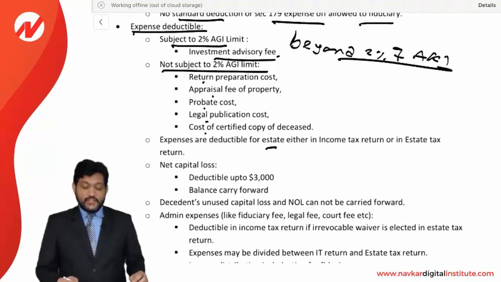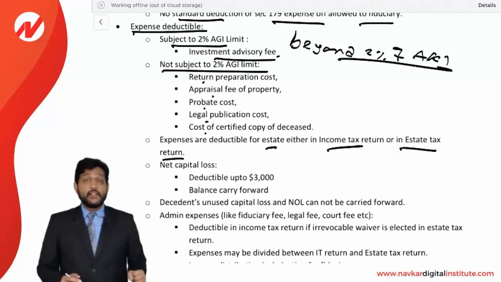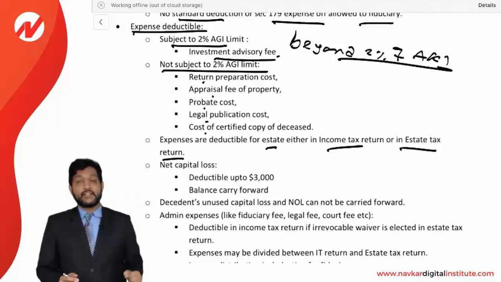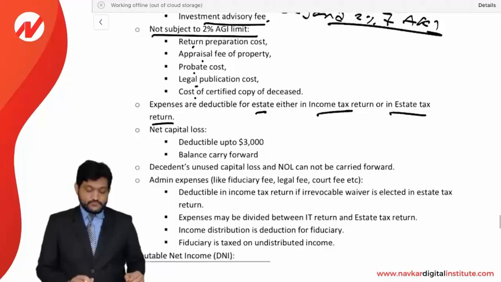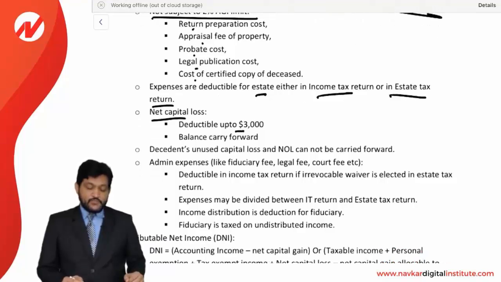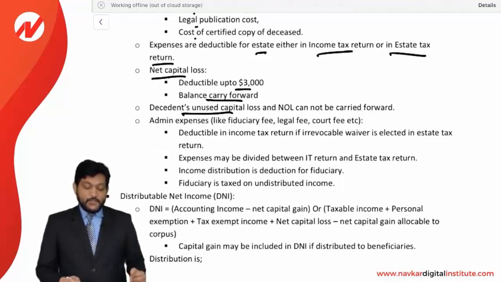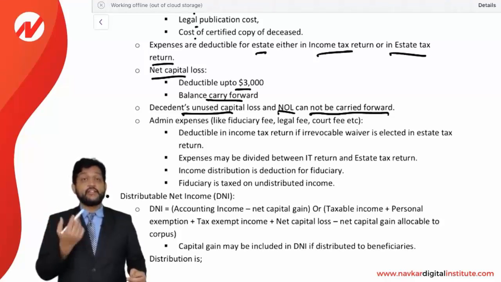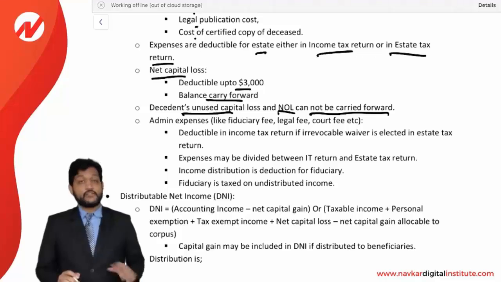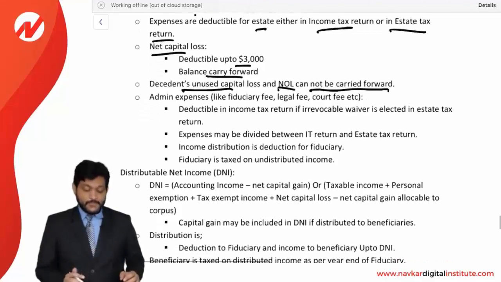Expenses are deductible for the estate either in the income tax return or in the estate tax return. They have the option. We have already seen this at the time of federal estate tax, which we discussed in the individual taxation series. There we discussed that certain expenses may be deducted either in the estate tax return or in the income tax return as per the choice of the taxpayer. Net capital loss is deductible up to 3,000 and the balance is carried forward. The same rule as we have seen for the individual. A decedent's unused capital loss and net operating losses cannot be carried forward. Look at this. The decedent's unused capital loss and NOL will not be carried forward to the legal heirs. So it will just be written off, nothing else. It cannot be carried forward to the individual legal heir.